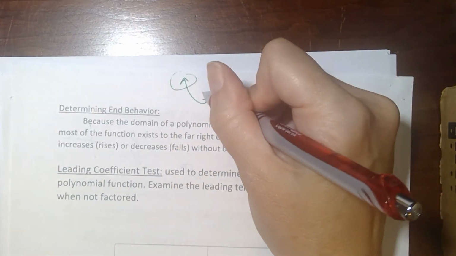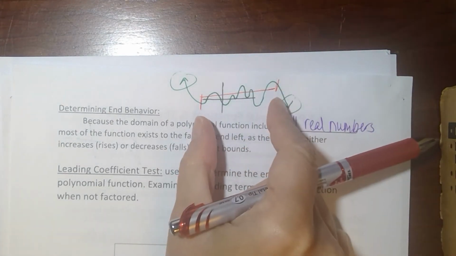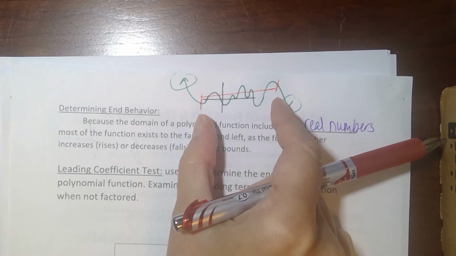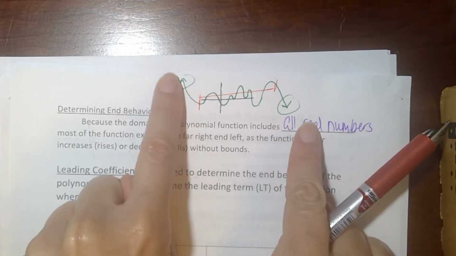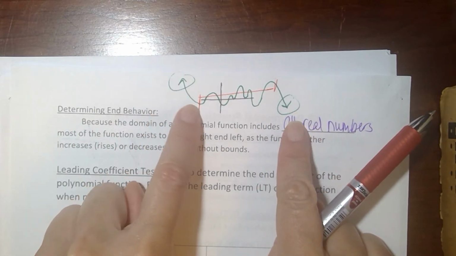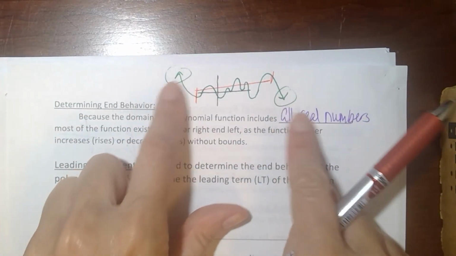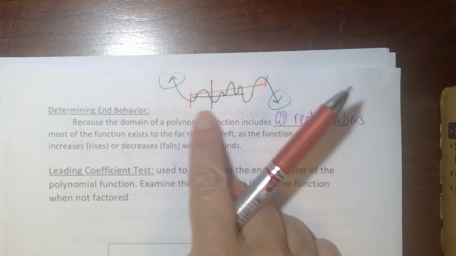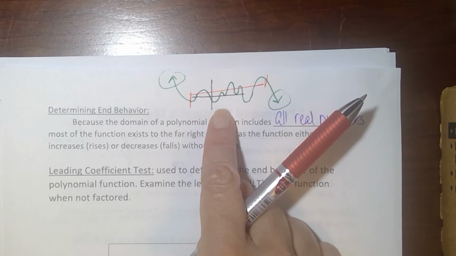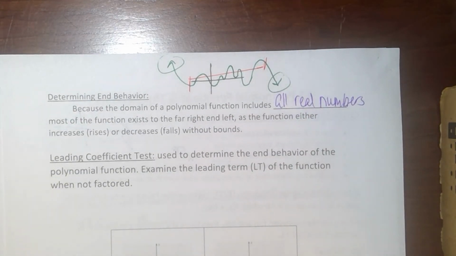Whatever happens in here, all these squiggles in the middle, this is a very limited part of my domain when you think about infinity. Most of my function happens out here at the ends, whether the function is increasing forever or decreasing forever. This is where most of the function happens. These squiggles in the middle are interesting, but that's not most of the function. Most of the function's out here at the ends, so determining end behavior is extremely important in our functions.